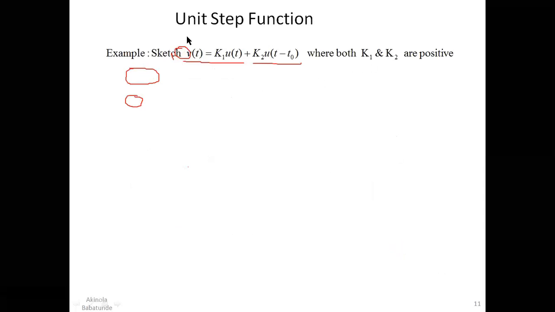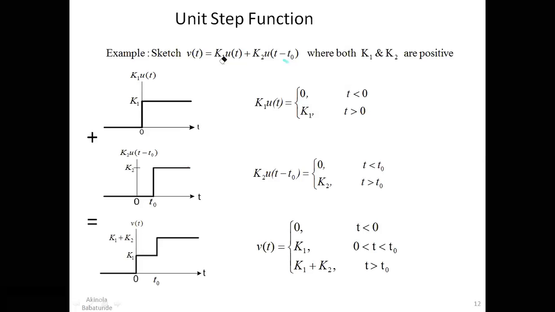So what you find out here is that we have k1 here. So k1 u of t will be equal to this, and of course k1 u of t will be equal to k1. Before now it used to be equal to 1 because we just had 1 here. Now that we have k1 u of t here, this becomes k1. For t less than 0, k1 u of t will be equal to 0. For t greater than 0, k1 u of t would be equal to k1. So you have this played out.